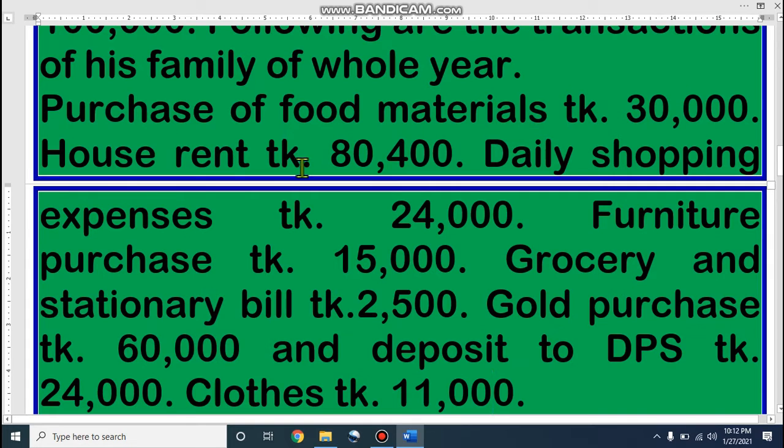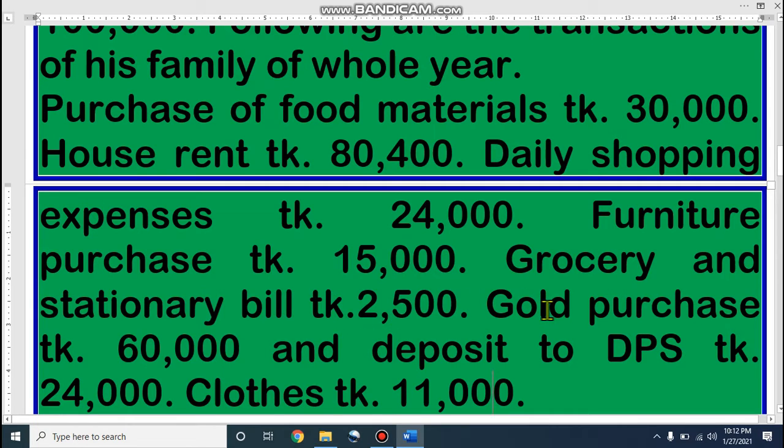Look at the expenditure. Purchase of food, this is expense. House rent, expense. Daily shopping, it is also an expense. Furniture purchase, look, this is not expense. Dear student, why is it not expense? This is payment but not expense, because furniture will give service for a long time. All of you know revenue expenditure and capital expenditure. Capital expenditure is not expenditure, that is asset. So here furniture purchase is our asset, not expenditure, so this will not be on the expense side. Then grocery and stationery bill, this is also expense.